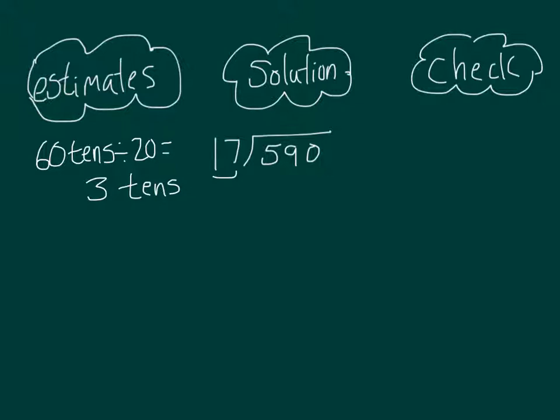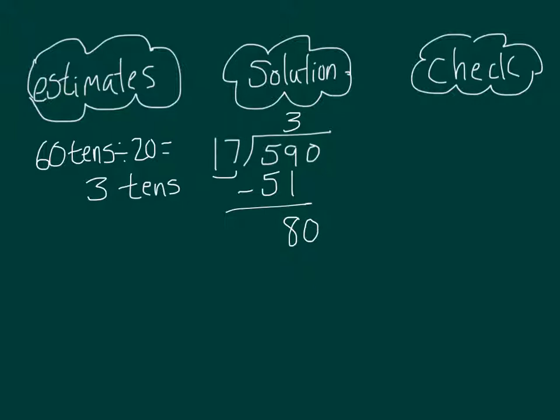So going back to the standard algorithm, we know that we can put about three groups of 10 into 590 or 59 tens. So we're going to put our 3 up here, which is really in the tens place, so that's 3 tens. And 3 times 17 is 51, right? And it's really 51 tens by the place value, but we don't need to put the 0 there for us. We're going to do a subtraction. We get 8 tens.